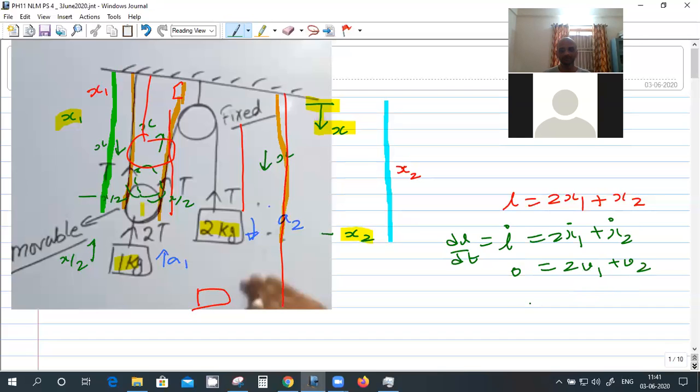Now I differentiate this again. The second time, I'll get 2a1 plus a2 equals 0. Is that clear? If I differentiate velocity, I get acceleration. So from that, I get a2 equal to minus 2a1, so a1 is half of this. This thing moves down with acceleration 2a, and the 1 kg moves up with acceleration a.